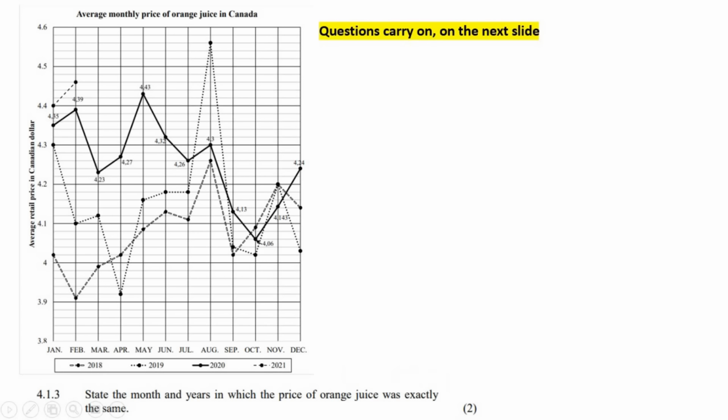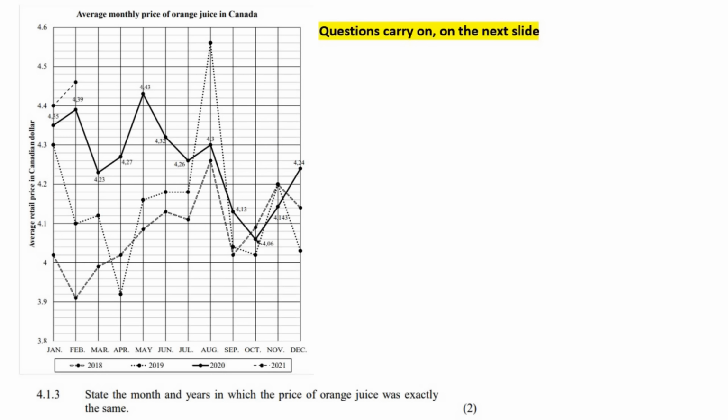So it's February 2018. So we can say February 2018. This question says, state the month and the years in which the price of orange juice was exactly the same. Oh, wow. Okay, so it's actually not too bad, because if you look at it like this, it's just a mess.